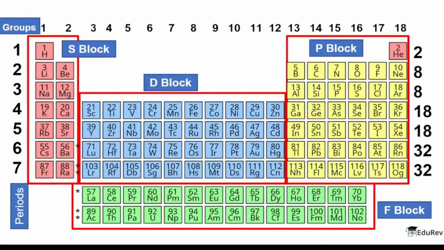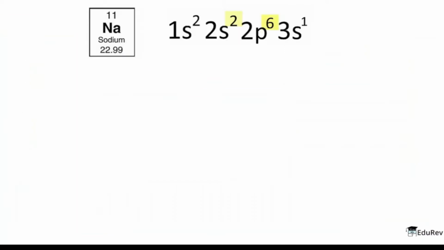Now, since we know what groups, periods, and blocks are, let's understand where they actually come from. Now, as already discussed, atomic number is the number of electrons in any neutral atom and the basis of the modern periodic table. The number of electrons in any atom also forms the electronic configuration of that atom. For example, if we talk about sodium, the electronic configuration of sodium is this.